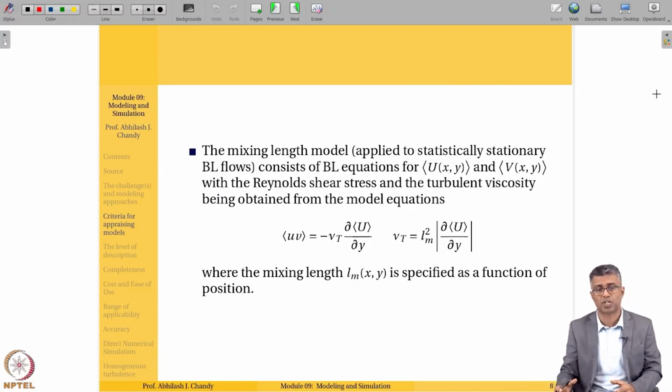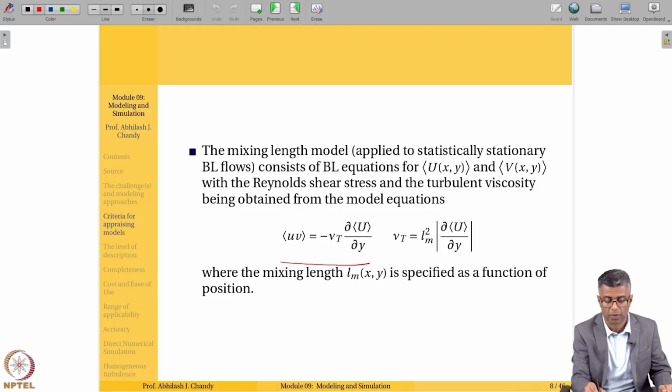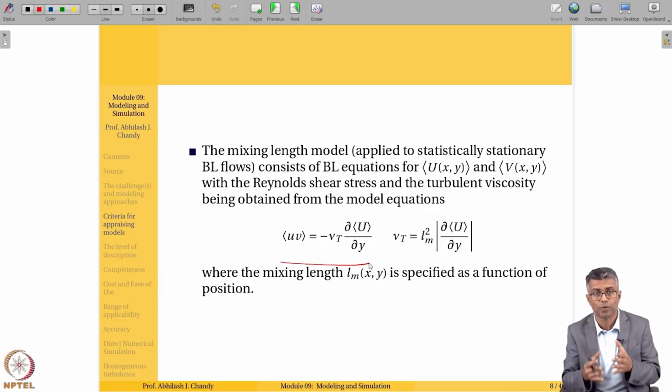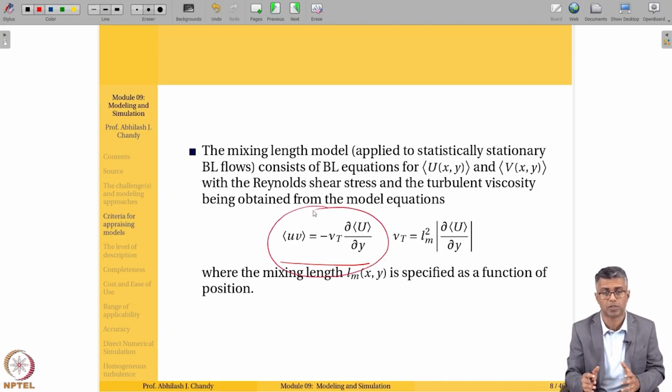Talking about the mixing length model, it has been applied to statistically stationary boundary layer flows, and that was the basis of its development as well. It consists of the boundary layer equations for U mean and V mean, with the Reynolds shear stress and the turbulent viscosity obtained from the model equations given by the following. You have uv, which is the Reynolds stress. uv mean is equal to minus nu_T times del y of U mean. So this is the Boussinesq hypothesis.